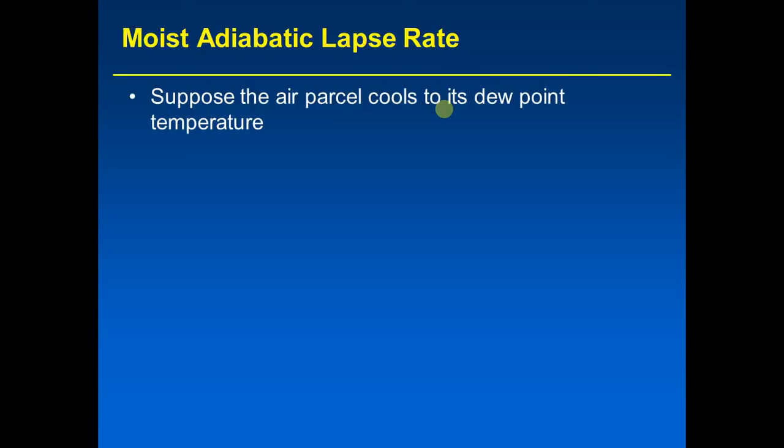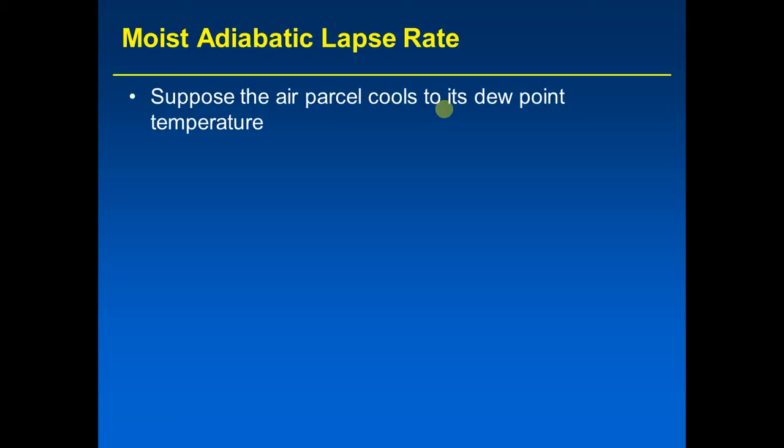While the unsaturated parcel is rising, its temperature is dropping at 10 degrees Celsius per 1,000 meters, 5.5 degrees Fahrenheit per 1,000 feet, but the dew point is not really changing much. Turns out the dew point lapse rate is about 2 Celsius per 1,000 meters. It's very small, maybe 1 Fahrenheit per 1,000 feet. The dew point really doesn't change with height.